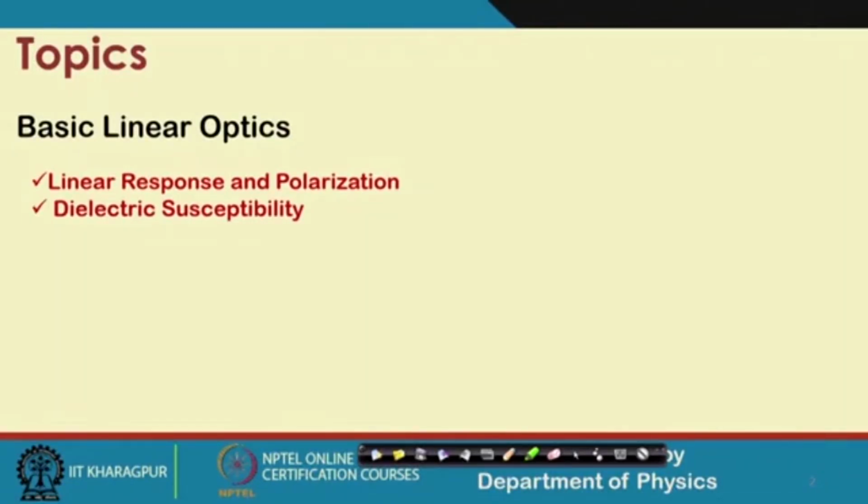So, linear response and polarization, that is the main part we are going to cover today, and also dielectric susceptibility. What is dielectric susceptibility? We will learn the basics of that, and how it affects the nonlinearity we are going to learn in future classes. So, that is why the initial concept of this susceptibility is important.